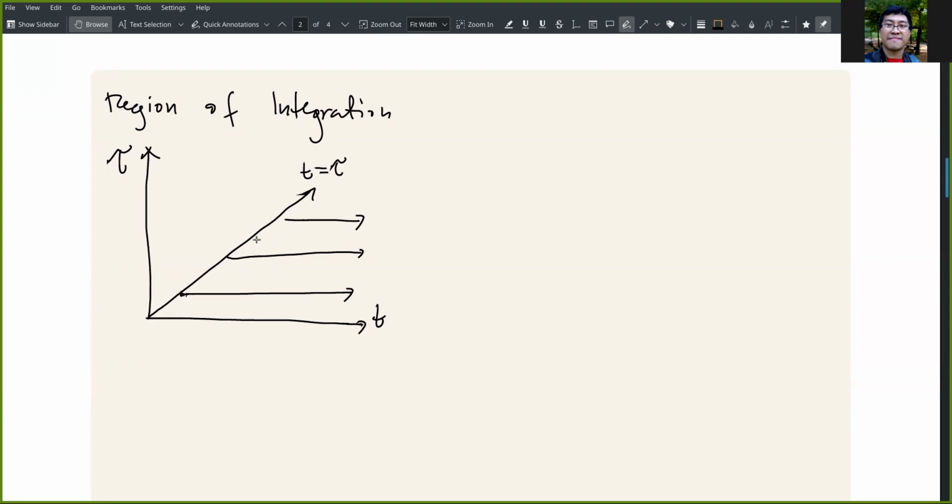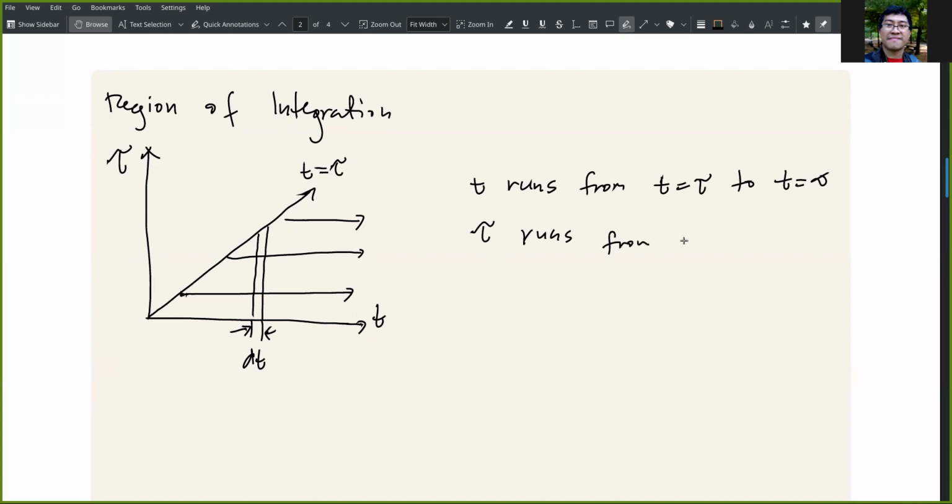So basically, if we pick an infinitesimal length here, which we call dt, it runs from whatever value of tau to infinity. So t runs from t equals tau to t equals infinity. Tau has a range, so it runs from tau equals 0 all the way to infinity.